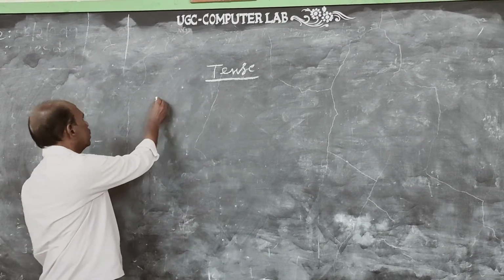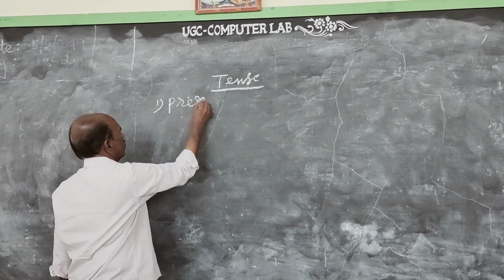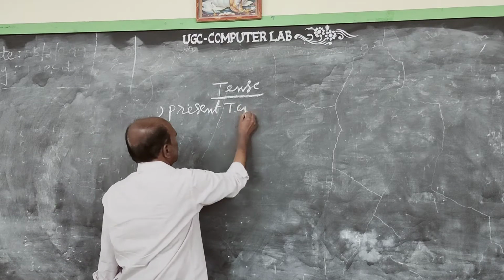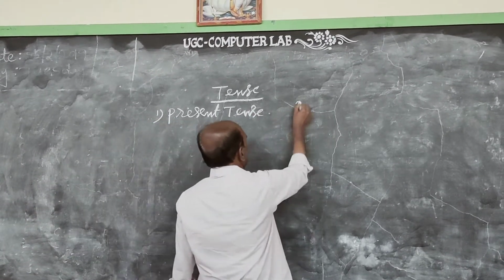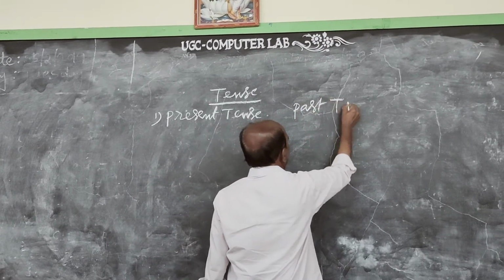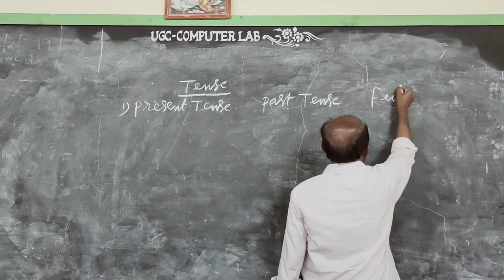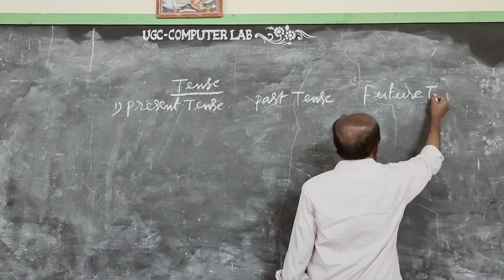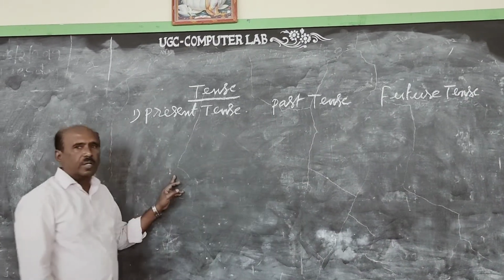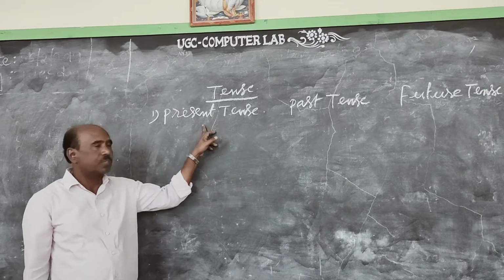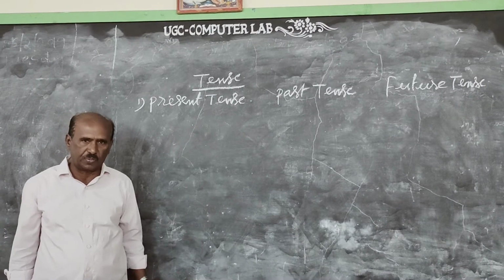Tense is divided into three types. The first one, present tense, and the next one, past tense, and the last one, future tense. So tense is three types: present tense, past tense, and future tense.